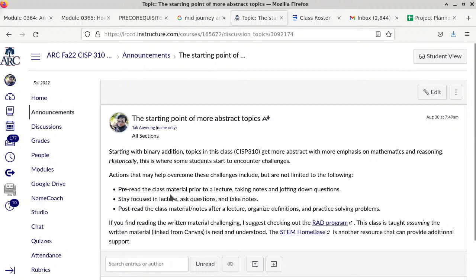Pre-reading the class material prior to the lecture is going to be important because then it's not going to be like new concepts. Instead, those will be concepts that you have some idea about already. You may not know everything that you need to know about those concepts, but at least it won't be completely new. It makes it easier to understand the concepts when I explain them in lecture. Staying focused in lecture is important also.